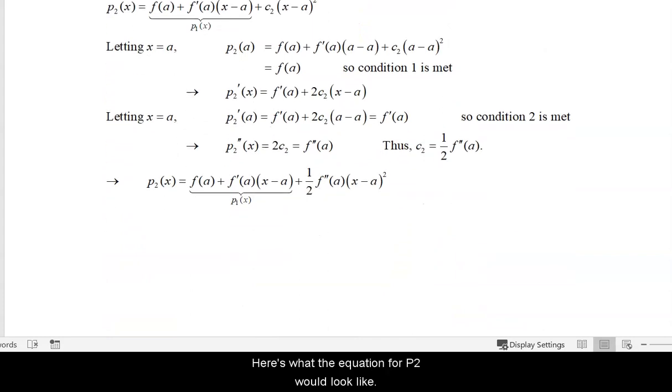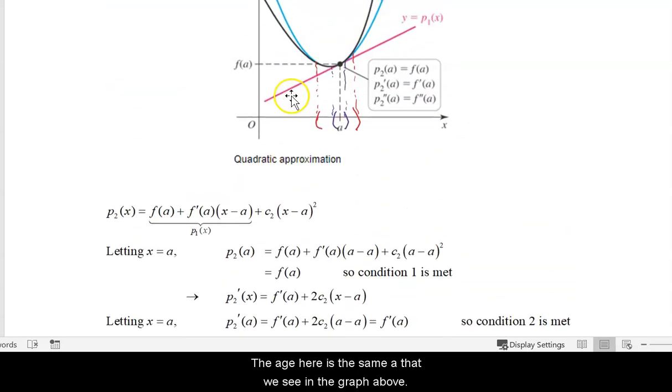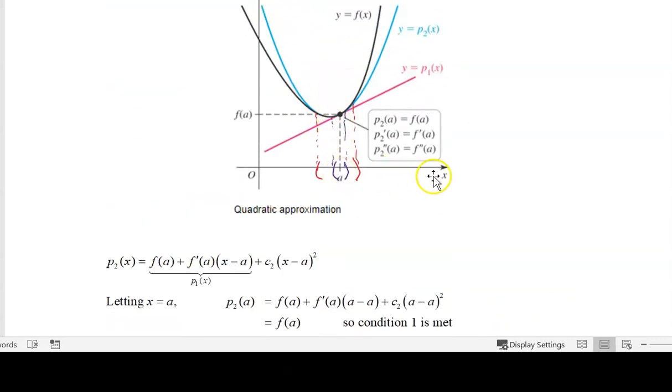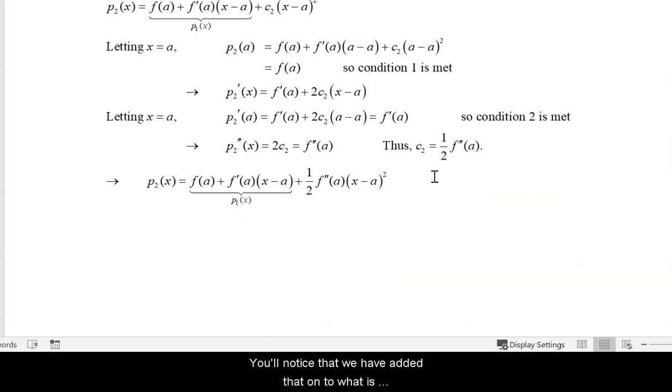Here's what the equation for P2 would look like. What we added was simply the quadratic term, represented here by C2 times x minus a quantity squared. The a here is the same a that we see in the graph above. You'll notice that we have added that onto what is actually the linear approximation function. So in other words, all we added was one additional term, the quadratic term.